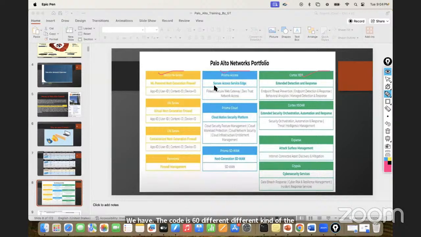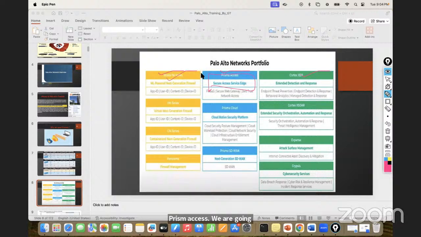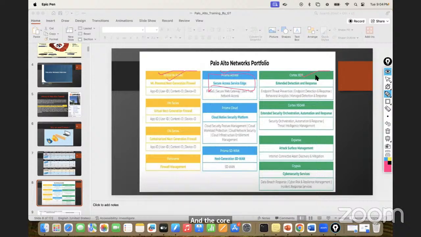So we are not going to discuss the SASE solution, Prisma Access, which I was talking about. We are going to discuss Strata, and this is the most important because it is the basic foundation of the firewall, where you just have to understand the enterprise firewall concept. And Cortex XDR is more about visibility, end user experience, response, detection, monitoring, and troubleshooting. So this is also not going to be covered.